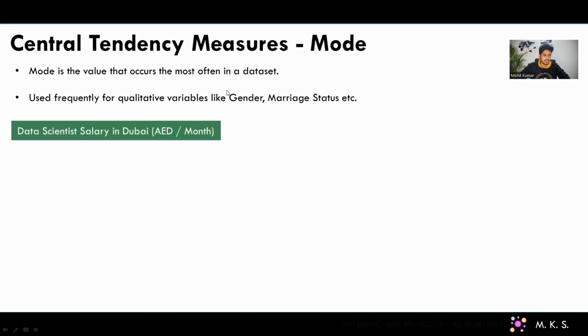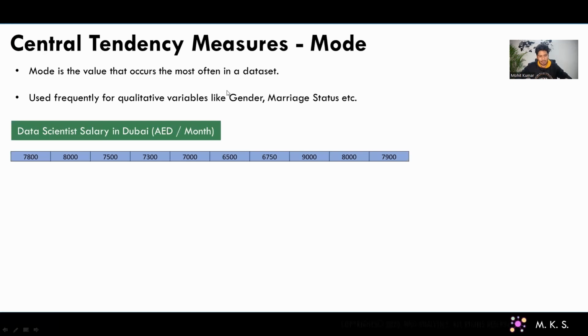Okay, let's take the same example. Now we have our data set, data scientist salary in Dubai. For this particular case, if you look at it, most of the values are uniquely present except this 8,000, right? So only 8,000 is present in this data twice. So what will be the mode? The mode will be 8,000, right? So this is our single mode, or we can say unimode. So this data we can call unimodal data, right? There is a single value as your mode.